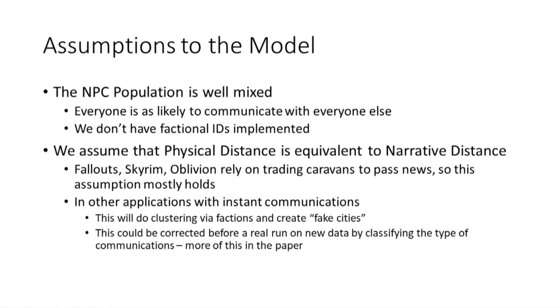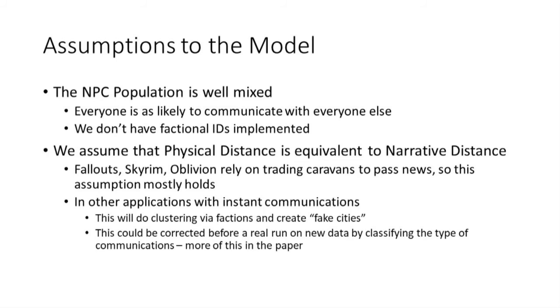So we have a few different assumptions that are kind of implicit within this model. First is that the NPC population is well mixed, that everybody's able to communicate with everybody else. We don't have the factional IDs implemented. We also assume that physical distance is equivalent to narrative distance.